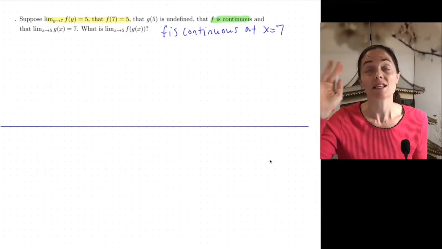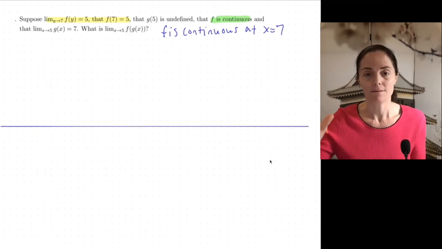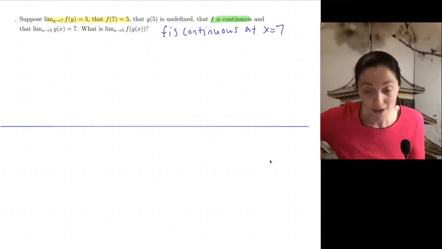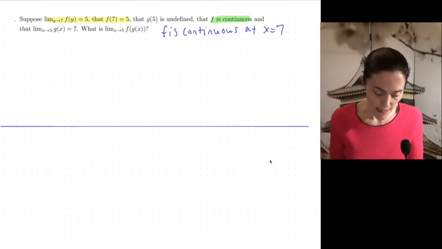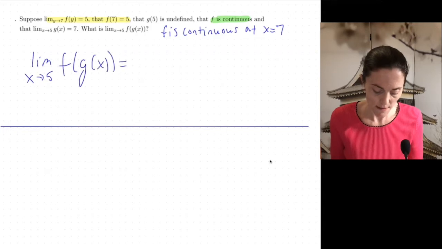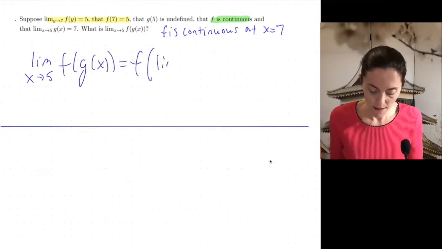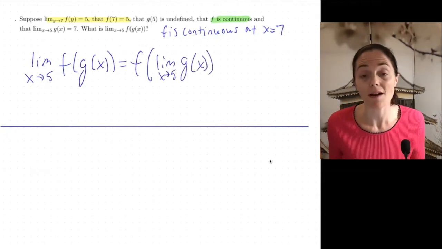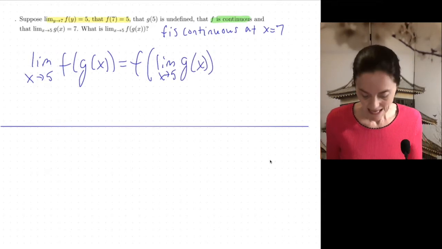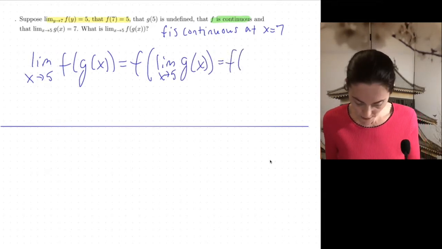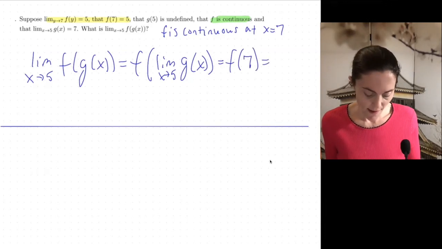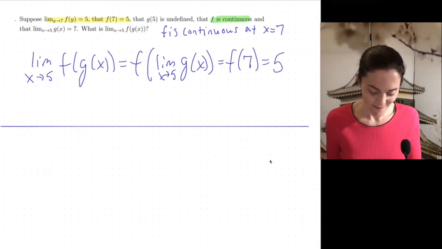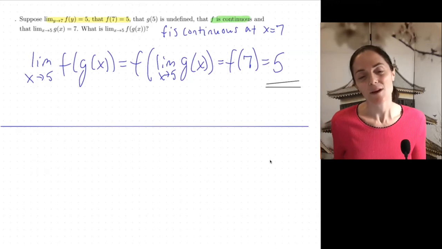And whenever you have a continuous function and the limit on the inside exists, you can bring the limit inside. And so what that means in this situation is the limit as x approaches 5 of this composition is f of the limit as x approaches 5 of g of x. This was continuity that allowed us to do this. And this is f of, where we're told this limit, 7, and f of 7 is 5, okay? So this is our answer.